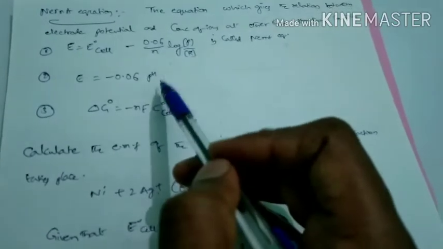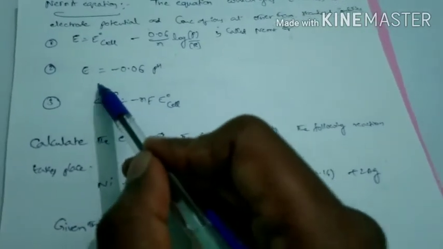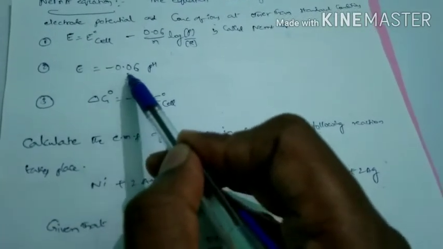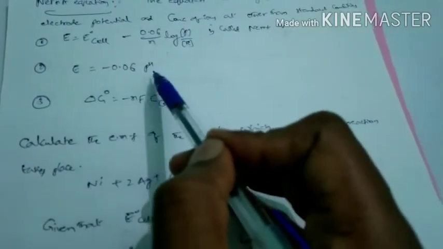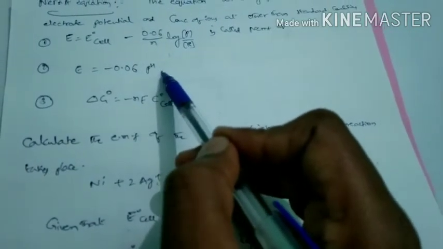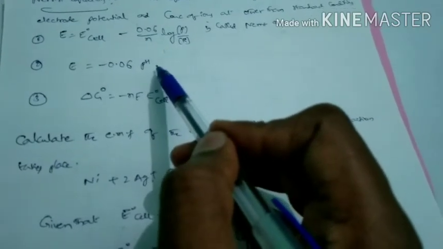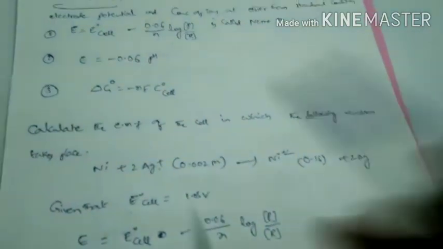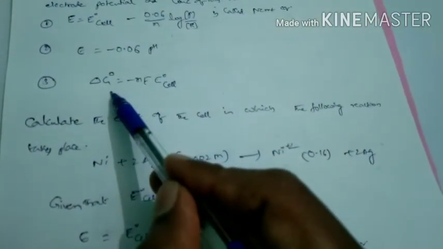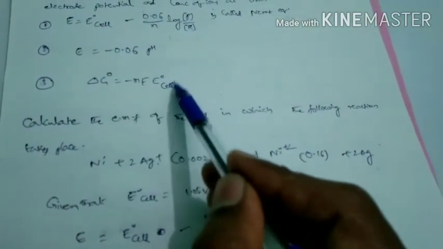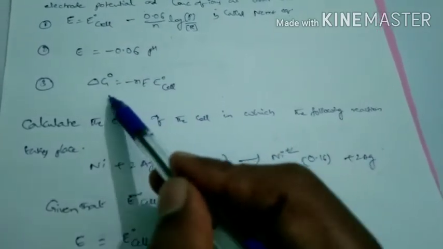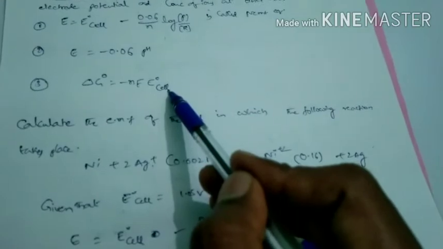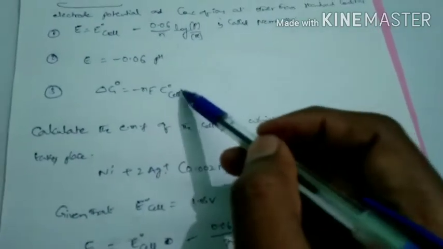And there are some more formulas, that is E is equal to minus 0.06 pH. Sometimes the E value may be given, and we should find pH. In such a case, we should calculate the value by using this formula. And there is one more relation, that is delta G0 equal to minus NF E0 cell. Sometimes E0 may be given and we should find delta G0, or sometimes this may be given and we should find E0 cell. So these are the formulas.